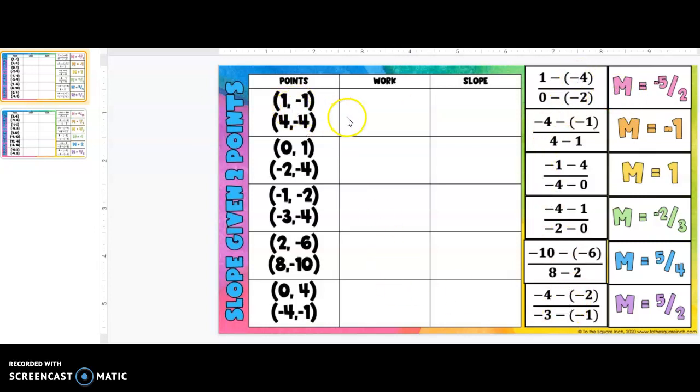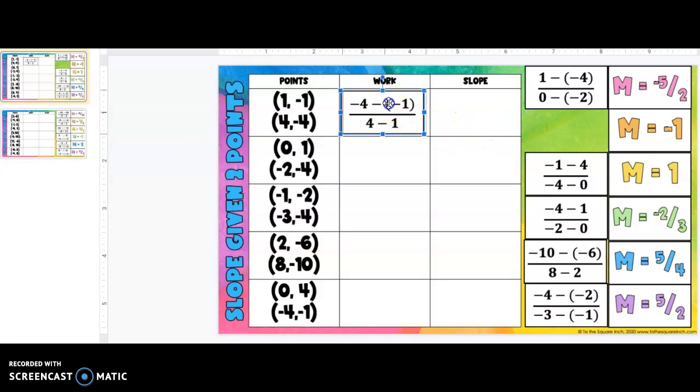So remember, slope formula is m equals y2 minus y1 over x2 minus x1. So my y's are -1 and -4. So I'm going to take -4 minus -1 for my numerator, and so far the only thing that matches is this right here, right? And then I gotta take 4 minus 1, so I'm gonna drag this over.